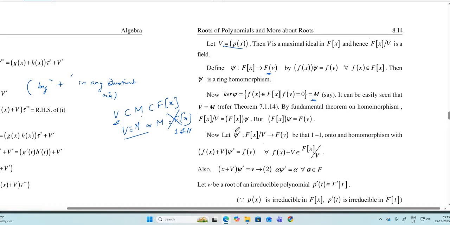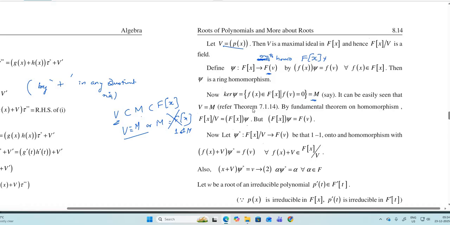So by the fundamental theorem on homomorphism, what do you have? You have F[x] to F(v). This is just a homomorphism. But when you go to F[x]psi, it is onto. With kernel M, but that M is nothing but V. So F[x] mod V must be isomorphic to F[x]psi.